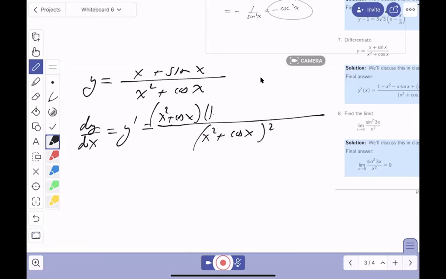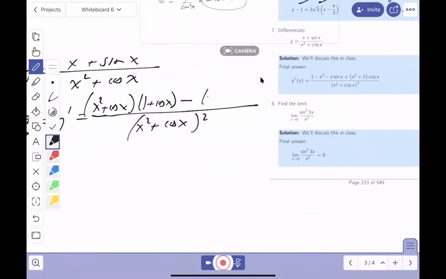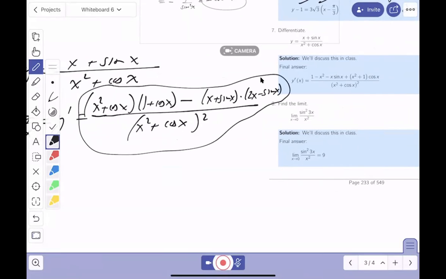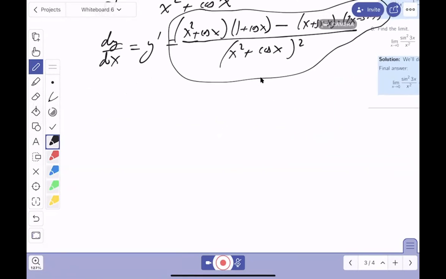Times the derivative of the top, which would be 1 plus cosine x, minus the top times the derivative of the bottom, and that's going to be 2x minus sine x. If this is an exam question, I would give this credit, and I would be looking at it. I noticed they simplified it, so I'm going to simplify it too. All right, let's see if we can do that. You might say it's too much work. I can't deny it, but I've got to try it. I'm going to try to match their answer.